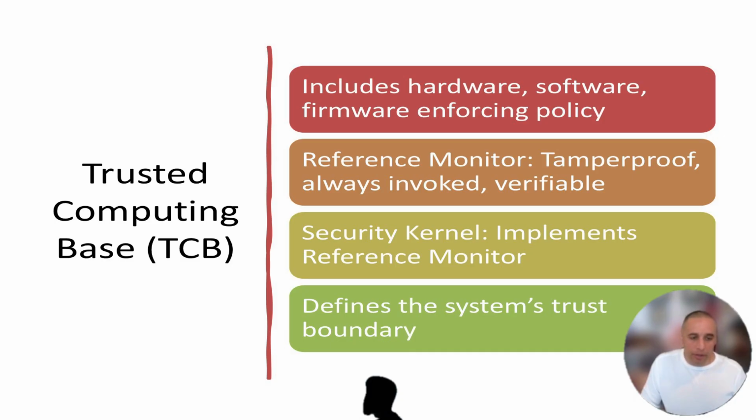The TCB defines the system's trust boundary. Everything inside the TCB must be trusted to operate securely. Everything outside is considered untrusted. Understanding where this boundary lies is essential for secure system design and for evaluating the risk of potential vulnerabilities.